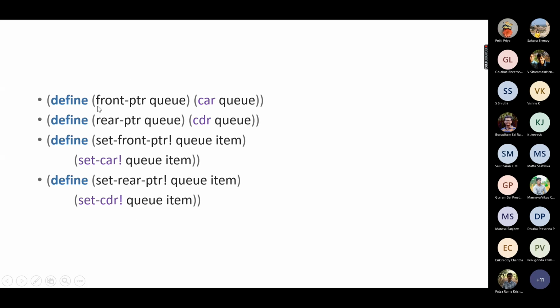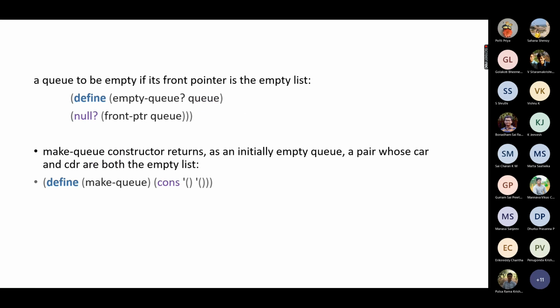So this is a simple thing. This is a selector, right? It will give you the car part of Q, and this function will give you the CDR part of Q. Set front pointer will modify the car part of the queue. This will modify the CDR part of the queue. So these lower level functions are available. With this, we will do something.